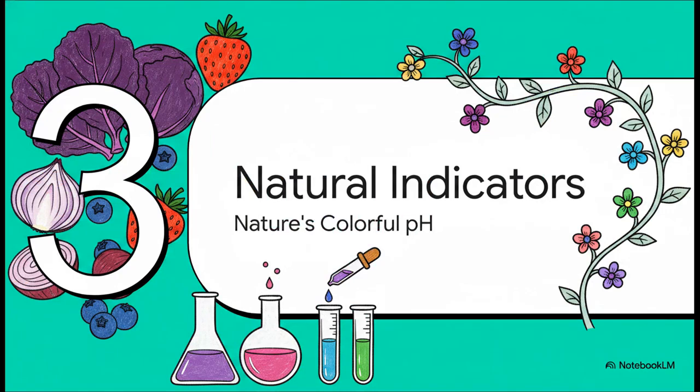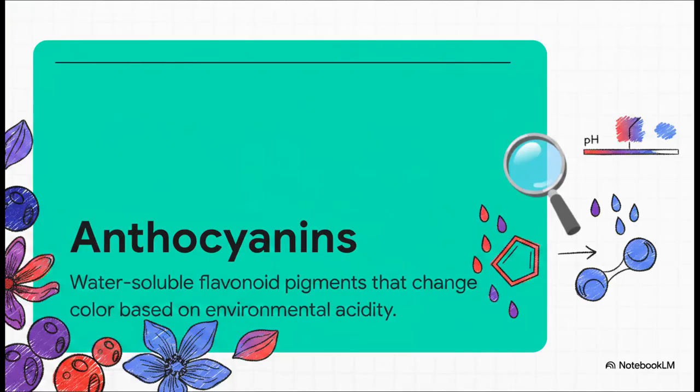Okay, Section 3, nature's colorful pH indicators. This is where the chemistry gets intensely visual. To really understand this, we have to look at a very specific botanical mechanism, anthocyanins. These are water-soluble flavonoid pigments that accumulate inside the vacuoles of plant cells. And here is their absolute superpower. Their molecular structure is unstable.